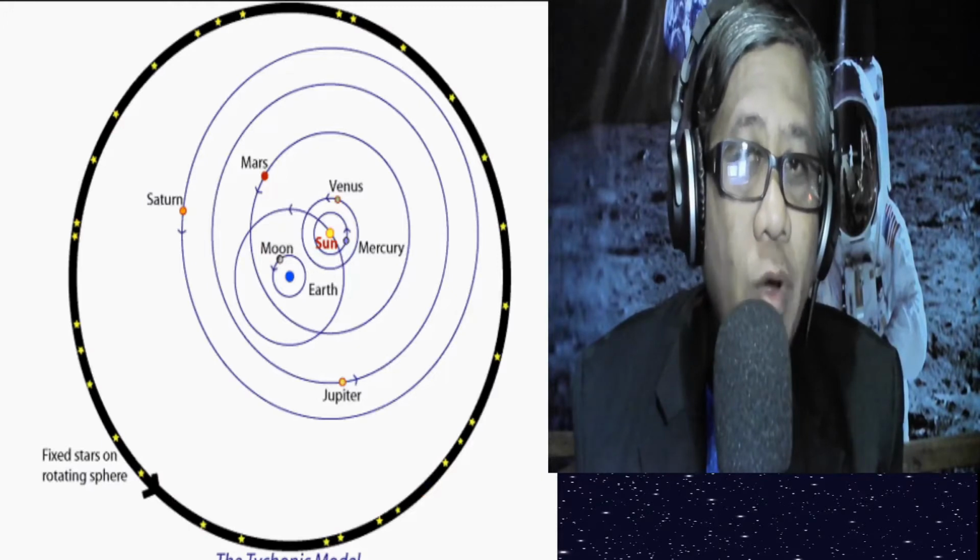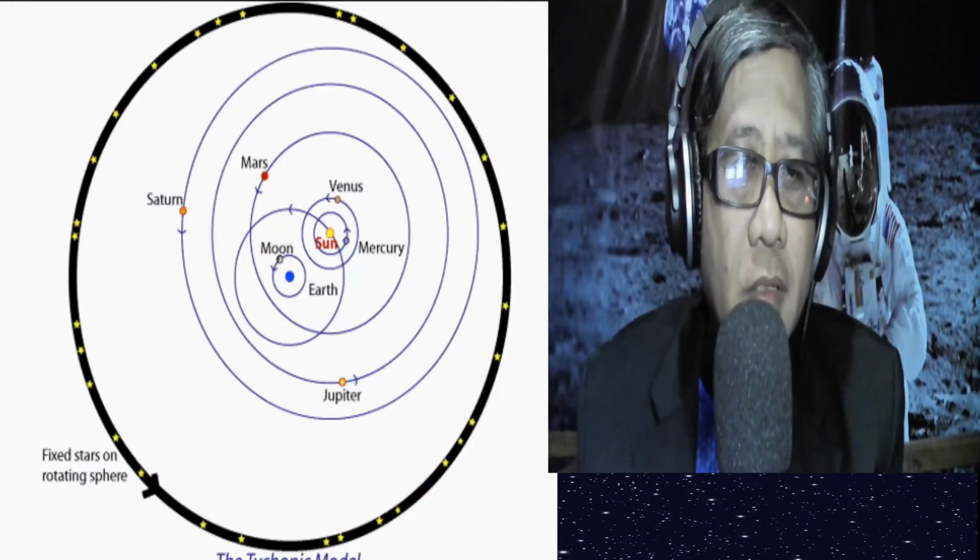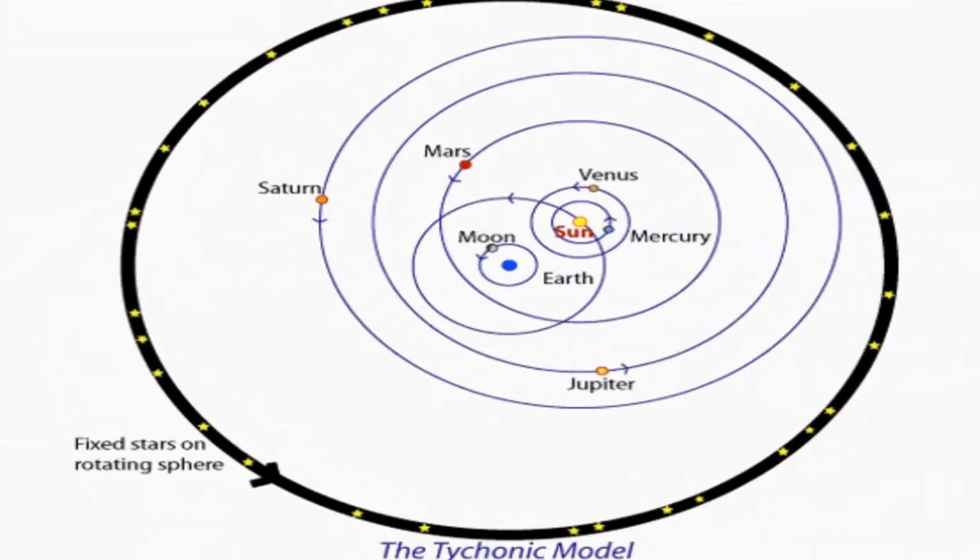Alright, so everybody, I want you now to take a look at this diagram of the model made by Tycho Brahe. You will notice that in his model, the so-called Tychonic model, he placed the Earth at the center of the universe, much like the geocentric model. So the Earth is at the center, the Moon revolves around the Earth, and also the Sun. If you will notice, the Sun also revolves around the Earth.